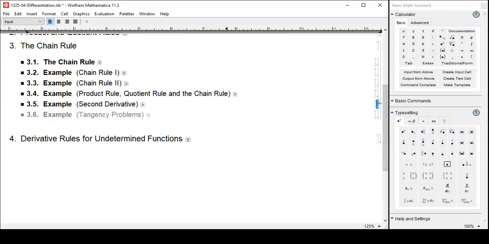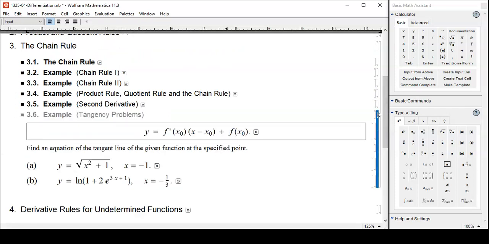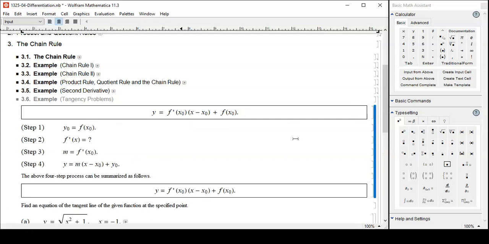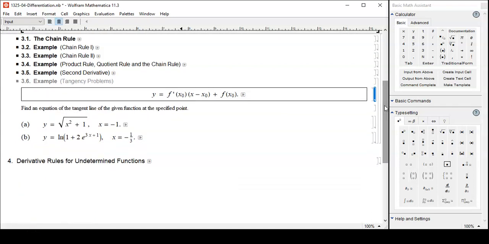Let's see, how about some tangency problems? Okay, basically this is what we want. Plug in the x0 value for y0, and then take the derivative, and then plug in the x0 value for the slope. If you have the slope, then you can put everything into this form, the point-slope equation of the line. Alright, how do you get y0? By plugging x equal to -1. That's easy. After taking the derivative using the chain rule, you can plug in x equal to -1 to get the slope.